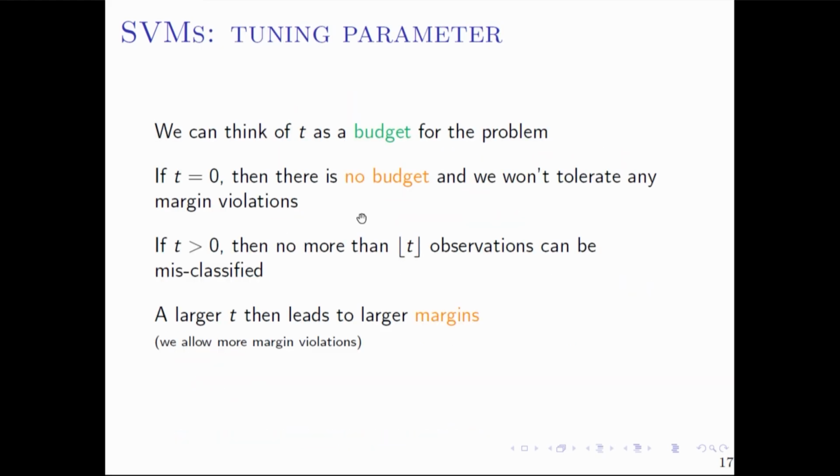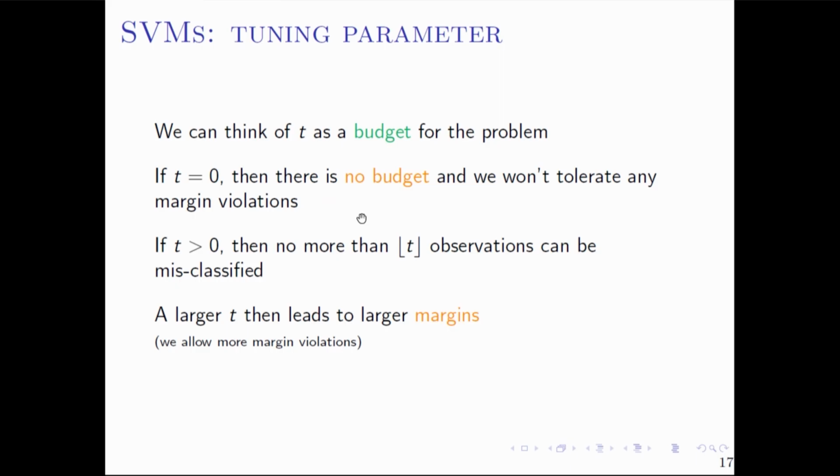So when t is equal to 0, then we will not tolerate any margin violations, and our margin is going to be narrower. And when t is a little bit larger, then we will tolerate many samples violating the margin, and then we will be widening our margin.